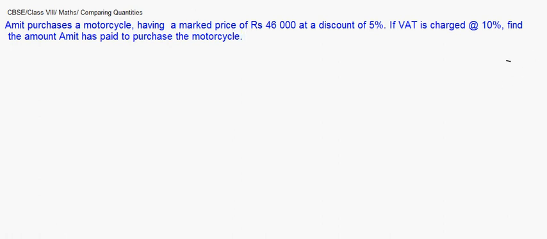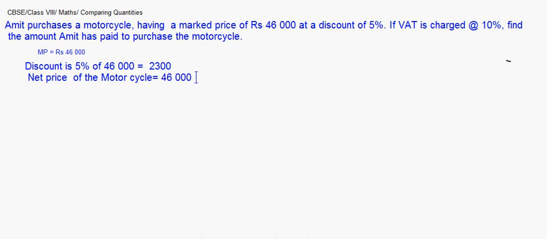So the marked price of the motorcycle is given to be 46,000. The discount is 5%, so the discount is 5% of 46,000. If I calculate 5% of 46,000, I'm getting 2300. That means the net price of the motorcycle is now 46,000 minus 2300, that is 43700.